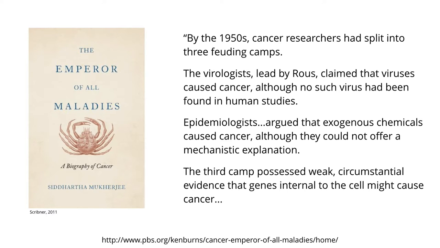They're the virologists who claim viruses cause cancer, but we'd never found any in humans yet. Epidemiologists argued that exogenous chemicals caused cancer, but they couldn't explain how. And a third camp possessed weak evidence that genes internal to the cell might cause cancer. So all these people were right, and it took virology to unify them. Okay, and we're going to see how that worked today.